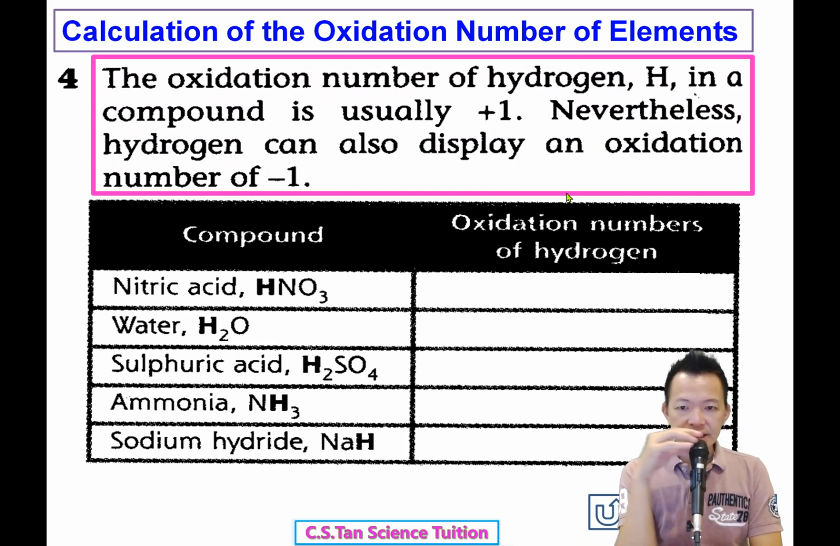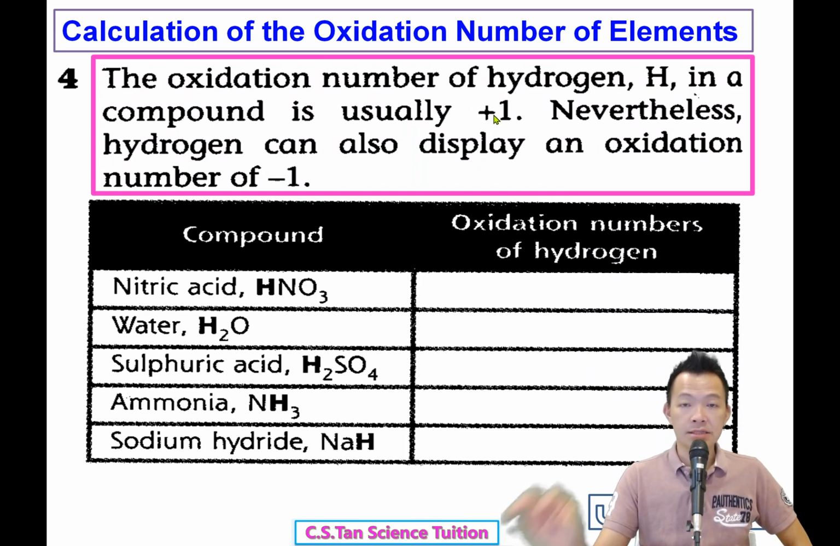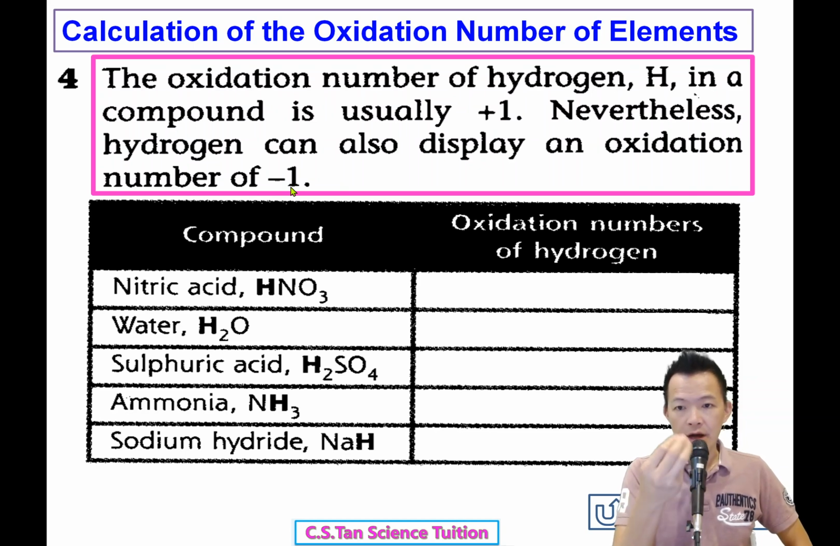Highlight. Okay, the oxidation number of hydrogen in a compound is usually positive 1. Hydrogen, when it becomes an ion, its charge is positive 1. So the oxidation number is positive 1. Nevertheless, hydrogen can also display an oxidation number of negative 1. Sometimes the oxidation number of hydrogen can become negative 1.